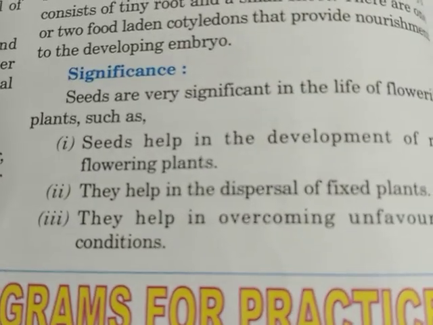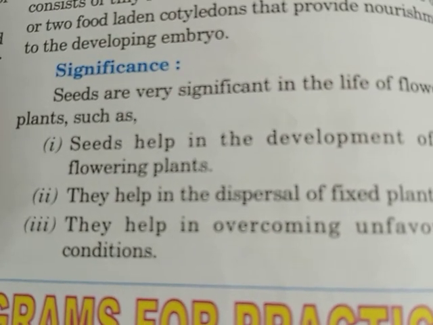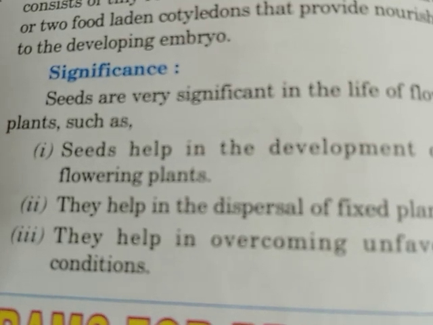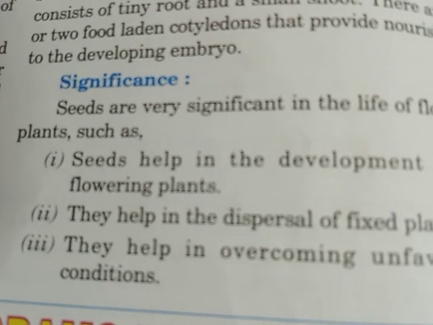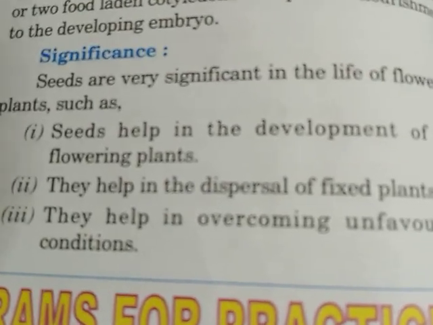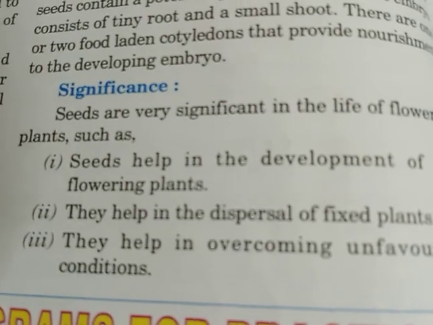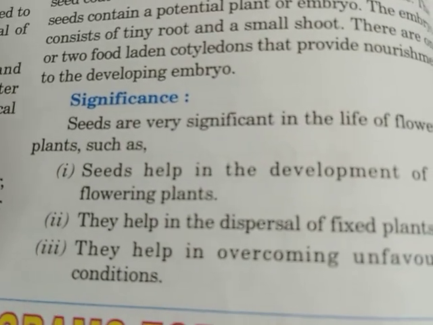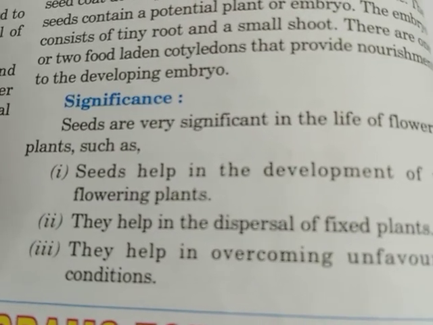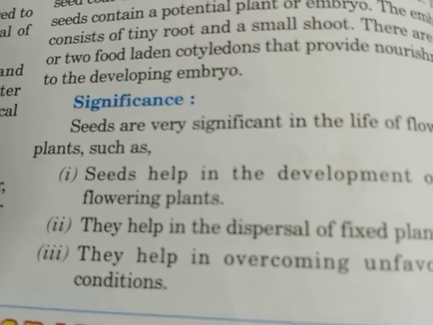So here, children, we end the chapter of pollination and fertilization. Children, go through this chapter, read it again. What is triple fusion? What is double fertilization? And the function of each and every part of the ovary, the structure of pollen grain, and the structure of ovule. All these things are very, very important.